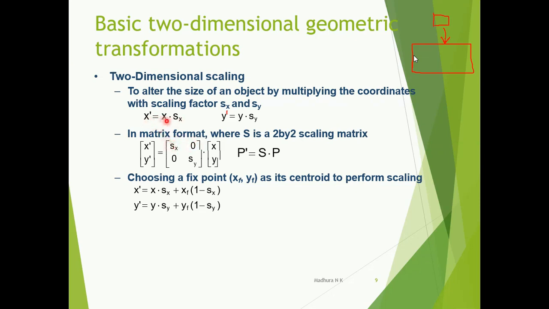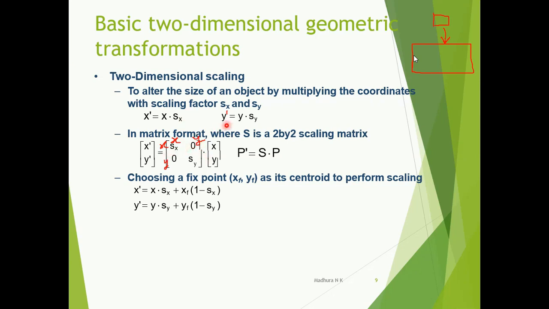So what is the x component? X dash components are x into sx. So the first row represents the x coordinate value, and here also the first column represents the x and y coordinate values. If you see here, the main component of x dash is sx, or you can say the x coefficient is sx. What is the y coefficient? You don't have anything, so we enter it as 0.